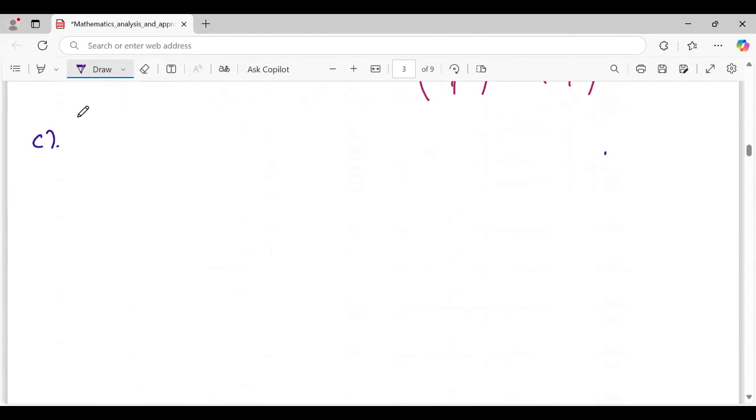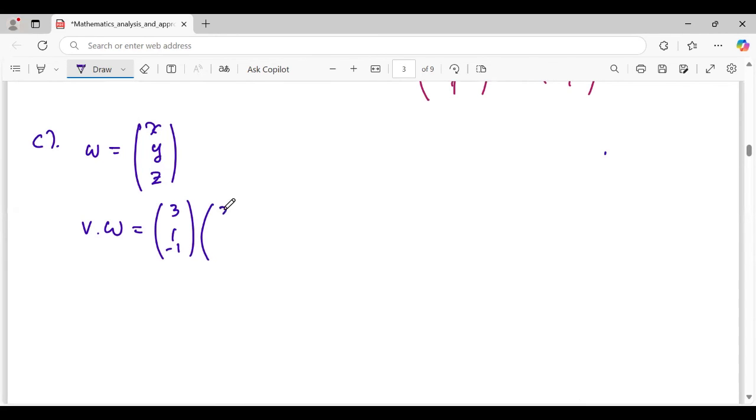Let's see. If vector W is (X, Y, Z), so V dot W equals (3, 1, -1) dot (X, Y, Z), and it equals 3X plus 1Y minus 1Z. So V dot W equals 3X plus Y minus Z.